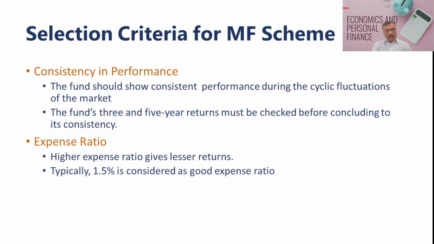By incorporating these factors, whatever we have discussed, into your mutual fund selection process, you can make well-informed decisions that are better aligned with your financial objectives. There are a few more criteria like beta ratio, Sharpe ratio. Those who are interested in learning those criteria, you can Google it.